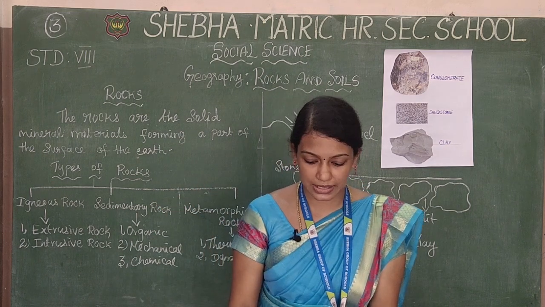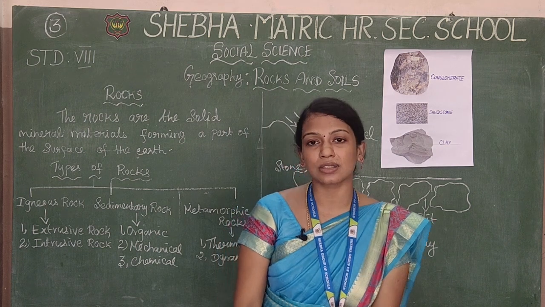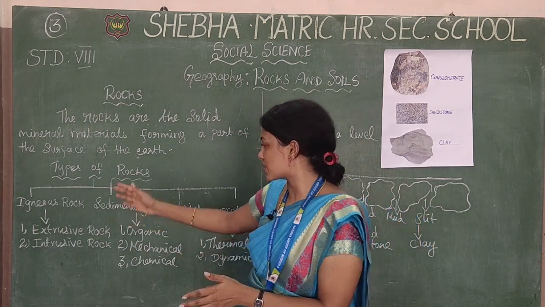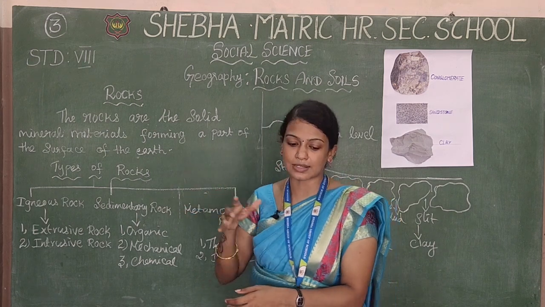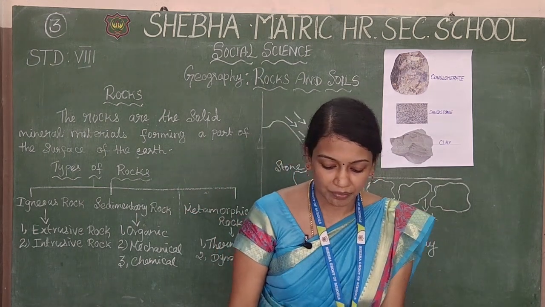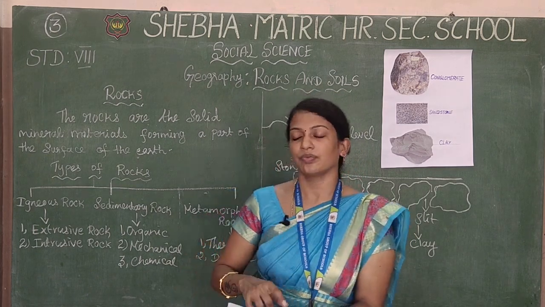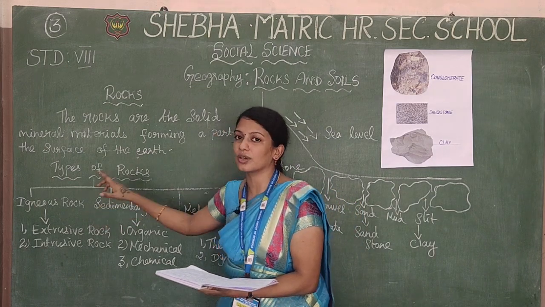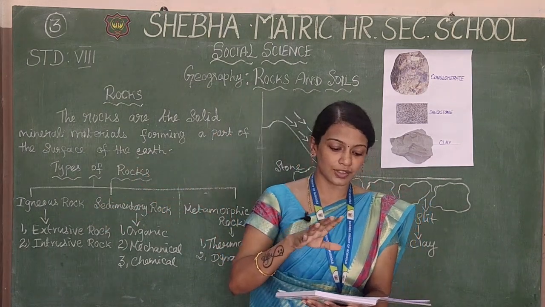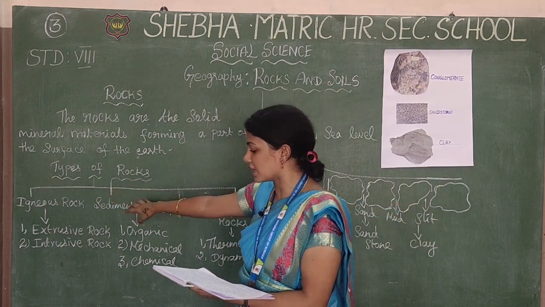Next we are going to see the rock cycle. Do you know what is meant by rock cycle? What we studied in the types of rocks, we are going to see in the rock cycle. Igneous rocks are the primary rocks, formed first on earth. What rock is that? Igneous rock.